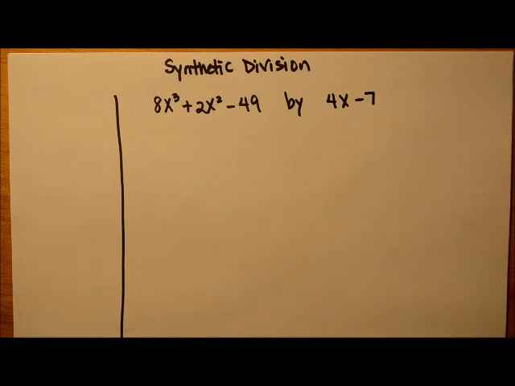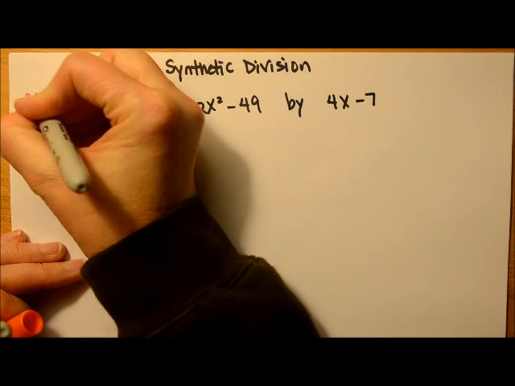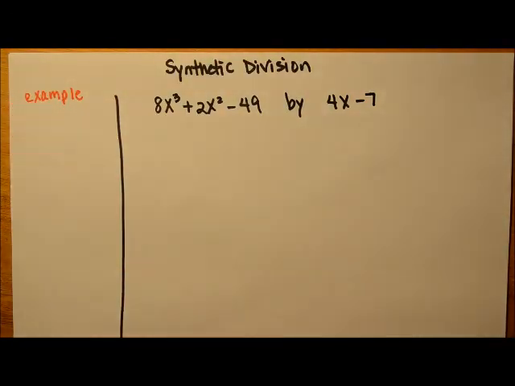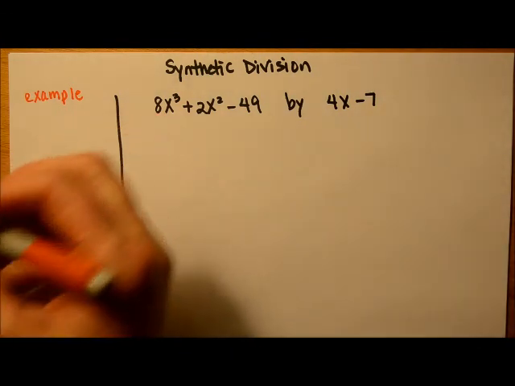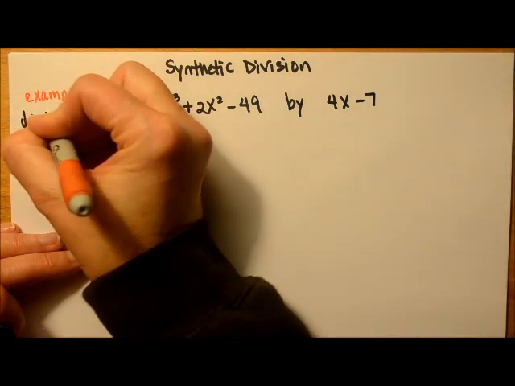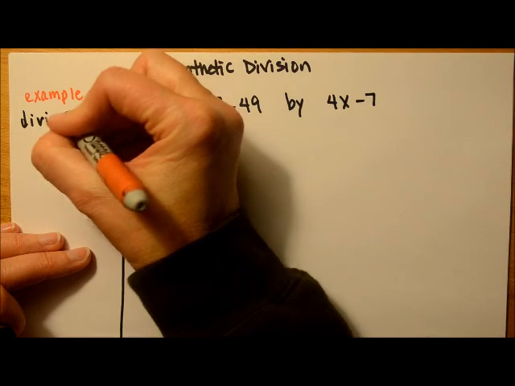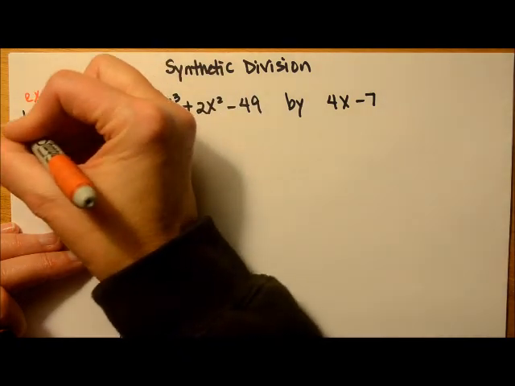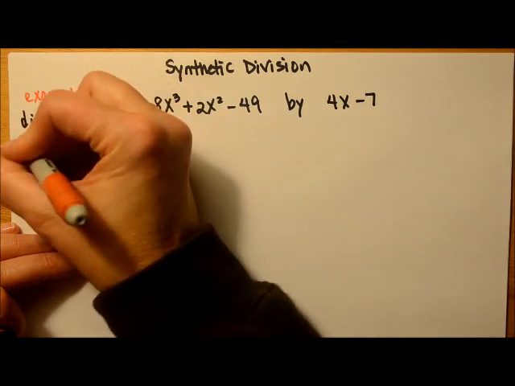So this is the last example, and this one's a little more difficult. This is as difficult as they get. They don't get any harder than this because you would just use long division if it got any more difficult than this. But this one has a divisor with a leading coefficient.